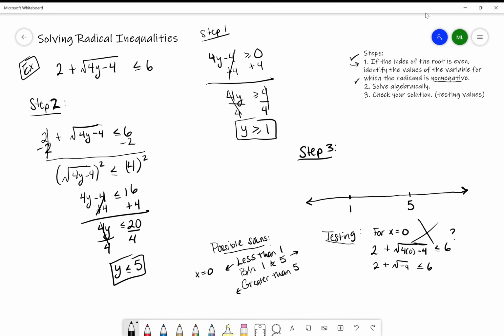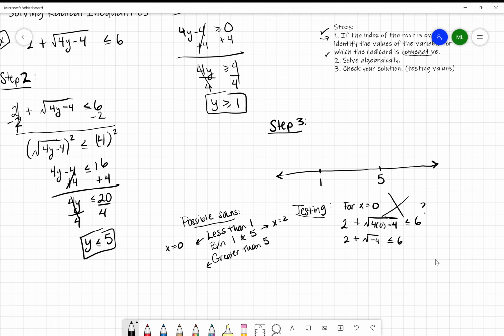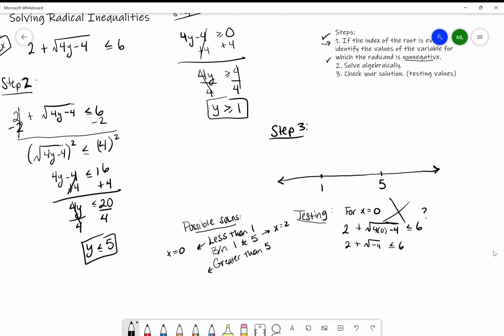Alright, next thing is let's check between 1 and 5. Let's check the next one over. So what's a good testing value to choose? Let's do x equals 2 instead. Let me also scooch my whiteboard a bit down so there's more space. So for x equals 2, we'll have 2 plus, let's put our original equation, 4 times 2 minus 4. Is that less than or equal to 6?